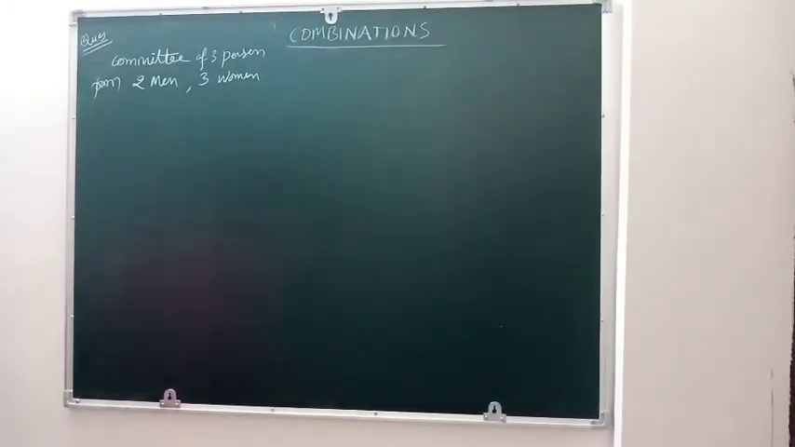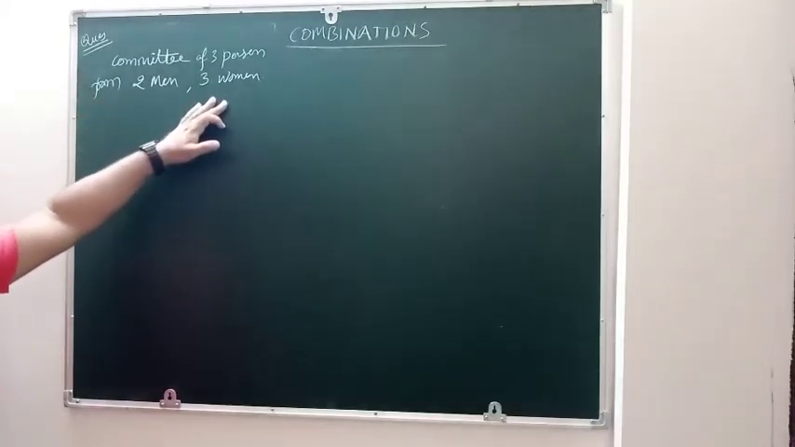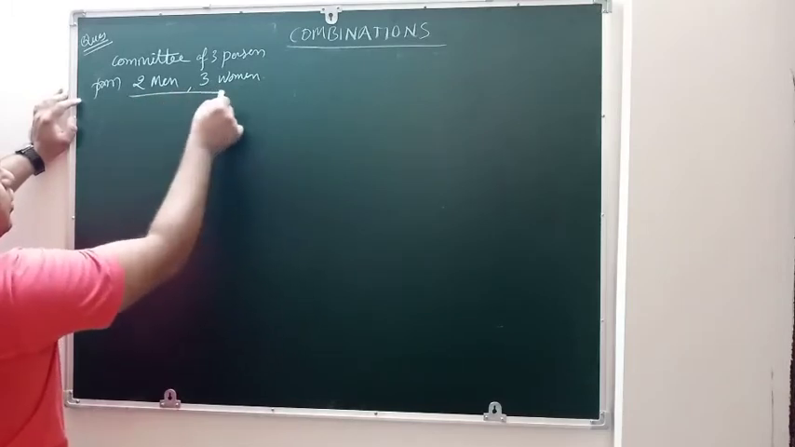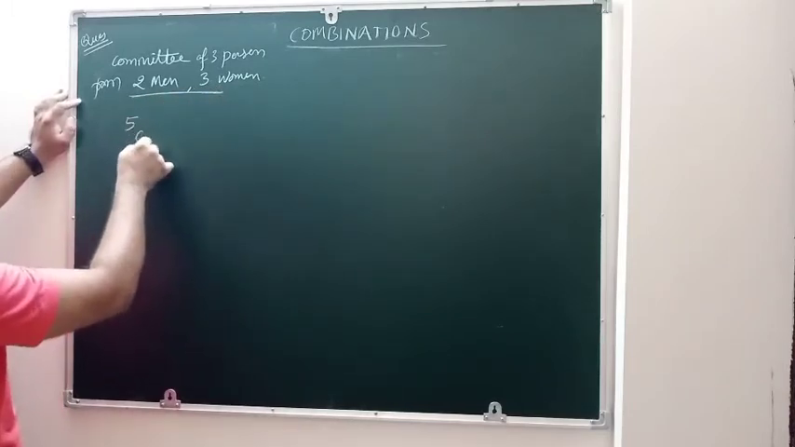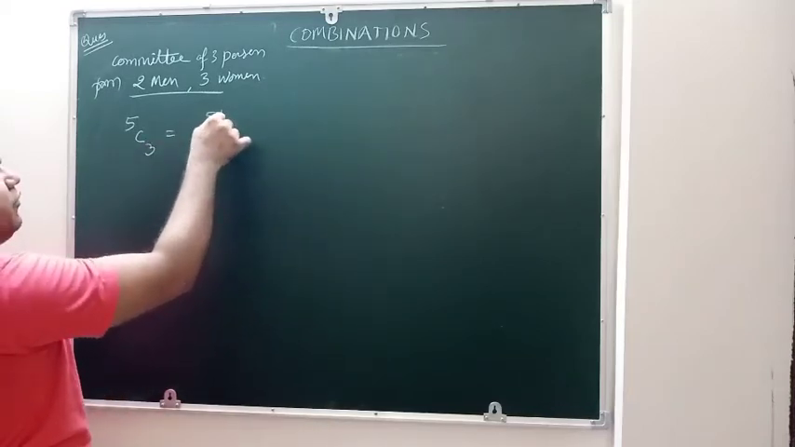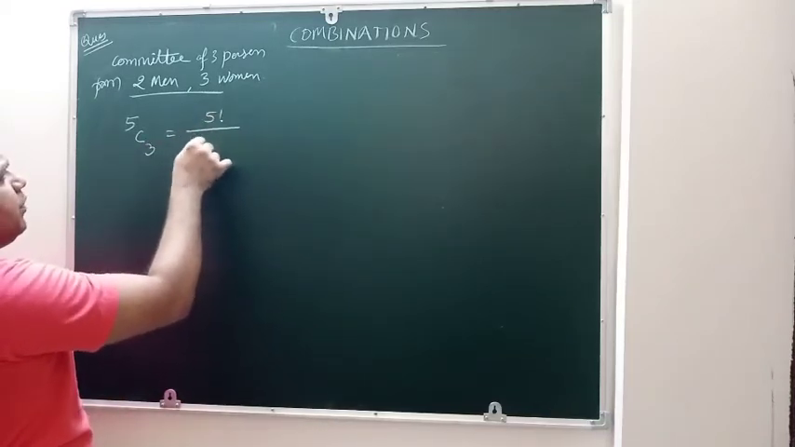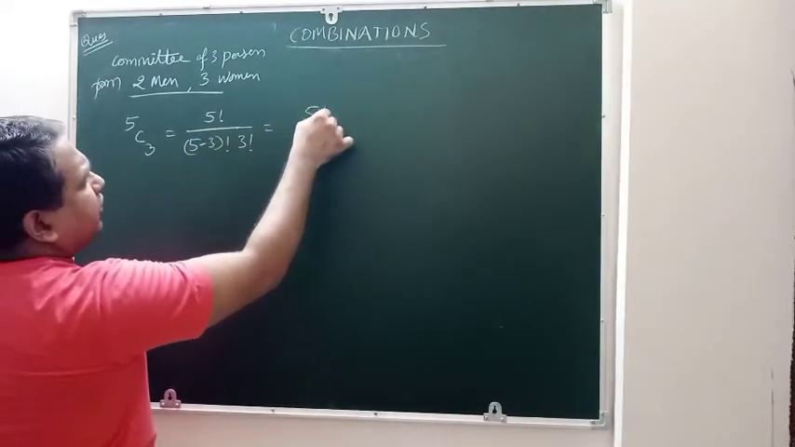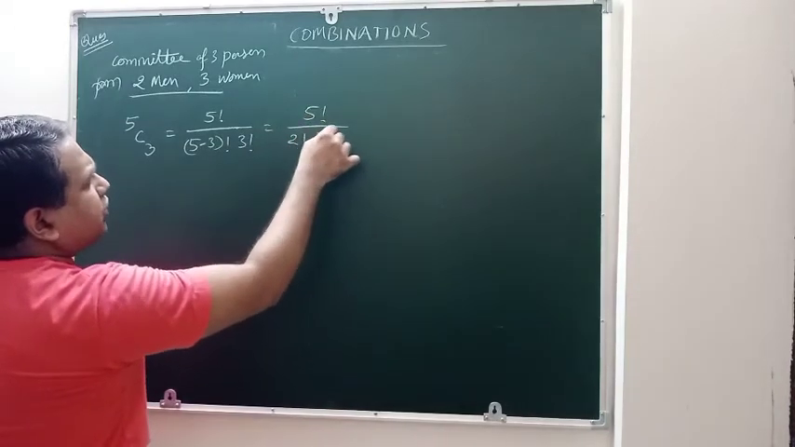Now we'll solve one more question. We have to form a committee of 3 persons from 2 men and 3 women. How many ways can we frame a committee? We will see that the total number of persons here is 5, and out of that we have to select 3. So it is basically 5 factorial divided by (5 minus 3) factorial into 3 factorial, which is 5 factorial divided by 2 factorial into 3 factorial.